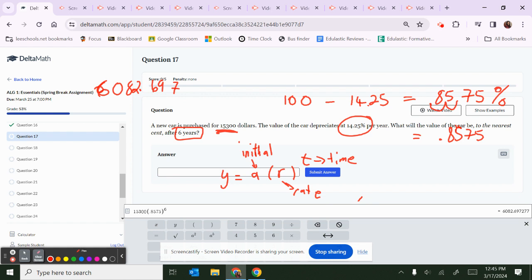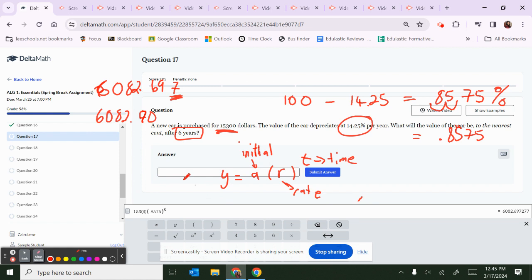So when you're rounding to the nearest cent, you look at the third number after the decimal point. If it is 5 or larger, the number to the left will go up by 1. So 6,082.69 will go to a 70. All right, so 0.70. Okay, so again, guys, just like that.